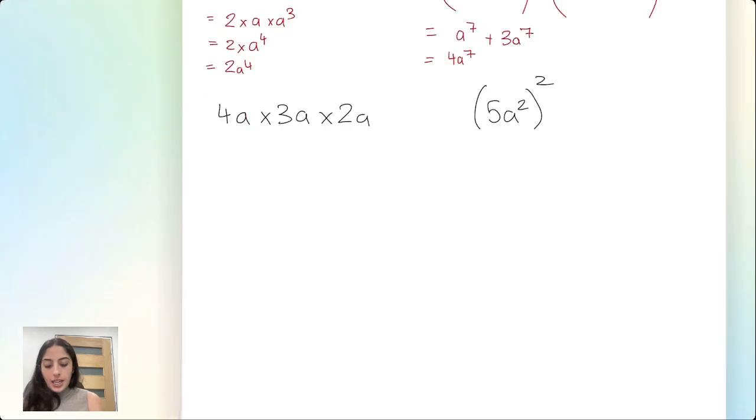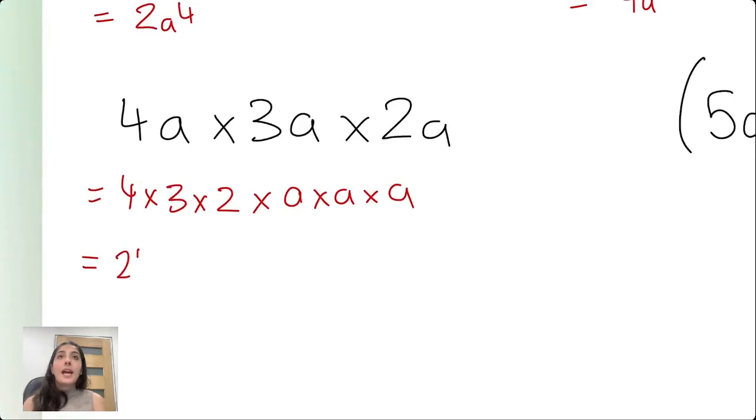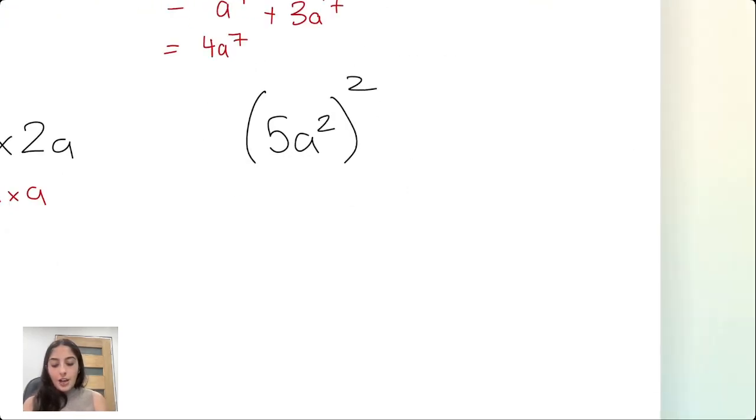The next one. Again, as I said, I like to put the numbers and the letters together. So I'm going to do 4 times 3 times 2 times a times a times a. So I get 4 times 3 is 12, times 2 is 24, and then a cubed. And then the last one I have here, 5a squared.